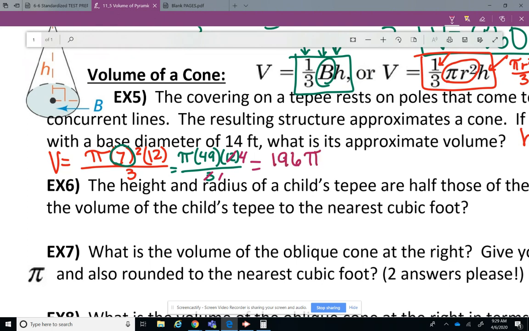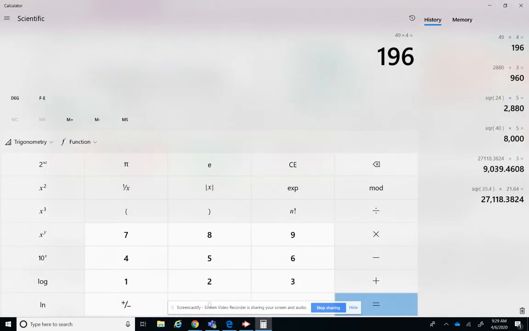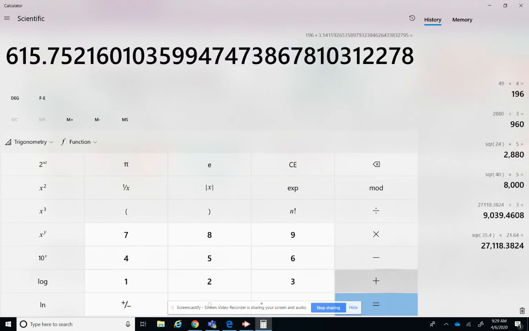Now, it didn't tell us to leave pi as pi. So if it doesn't tell you that, you need to use your pi button in your calculator. Let's see if this calculator has one. I'm going to multiply 196 times pi. There it is, times pi equals.